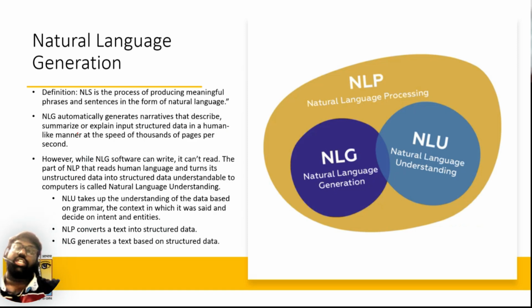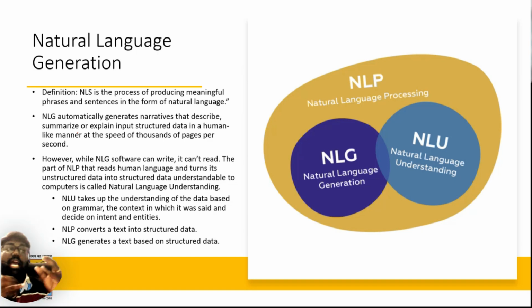Generation is to produce meaningful phrases and sentences in the form of natural language. Natural language generation cannot read, it can only write, because the word generation means it generates. So after understanding, based on that understanding, it generates the text.